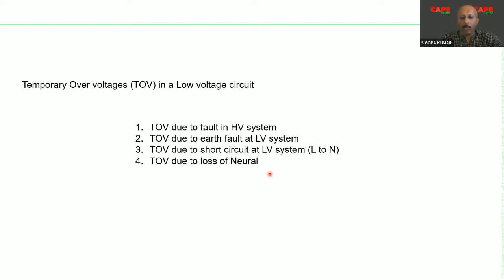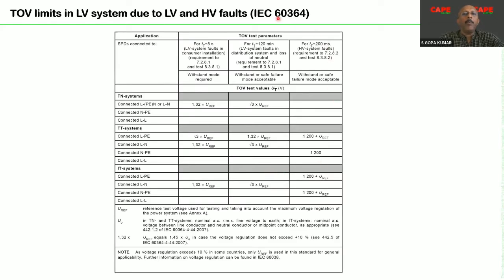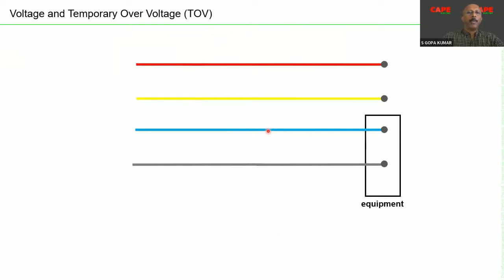These are temporary overvoltages. And the temporary overvoltage withstanding capacities are very much specified. The requirement of SPDs are very much specified in the standard. I'm not going to explain it. I will explain how this is applicable. One of the TOV, because all the TOVs together is again a big subject, is the temporary overvoltage with respect to neutral disconnection.